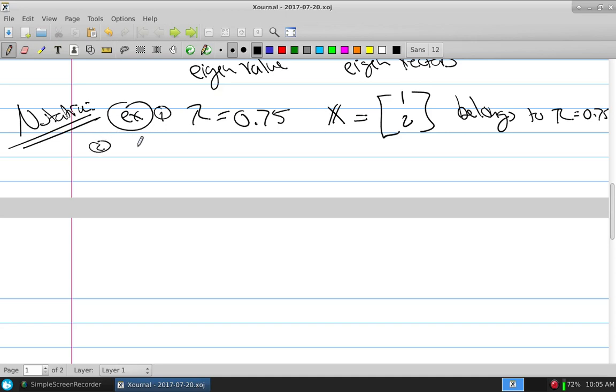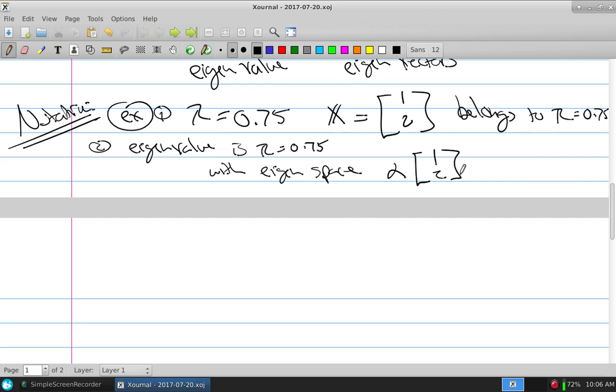Another way to say it would be to say, my eigenvalue is lambda equals 0.75 with eigenspace, which is simply alpha times (1, 2). Because really what we're talking about is the fact that if lambda is equal to 0.75, that's the stretching component, but it's in a direction. And so what's the entire direction? It's the eigenvector that you found, right, and stretched by something.